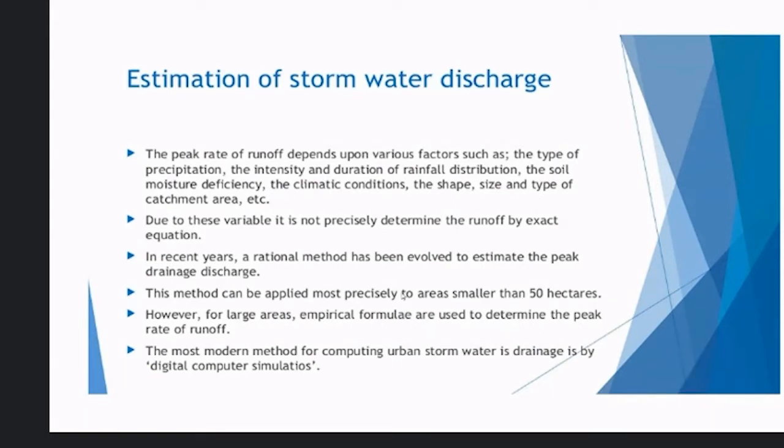However, for large areas, empirical formulae are used to determine the peak rate of runoff. The most modern method for computing urban stormwater drainage is by digital computer simulations. Next slide, please.